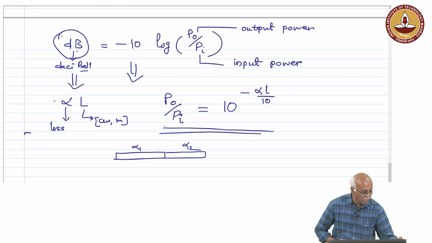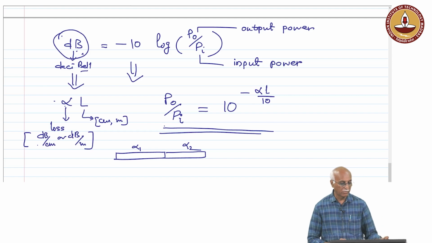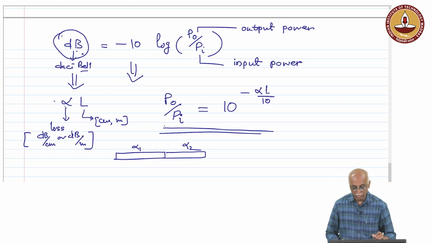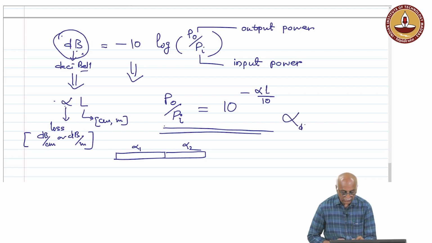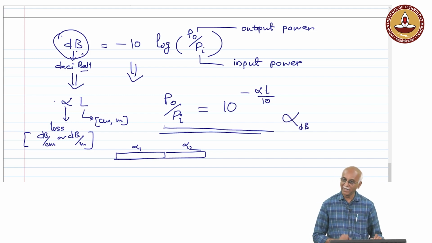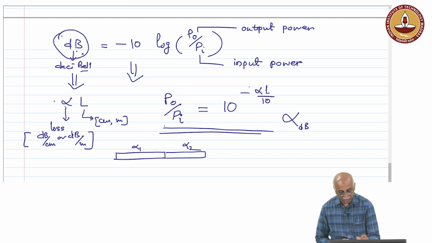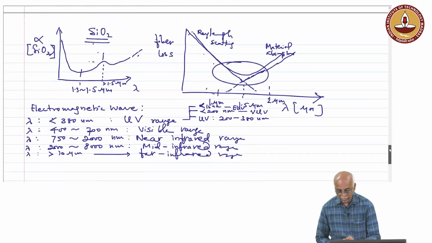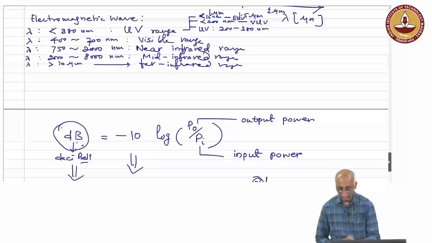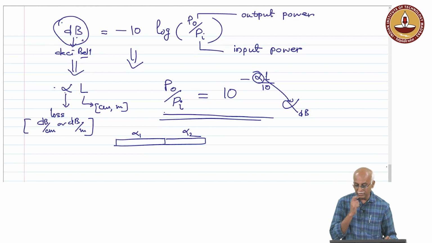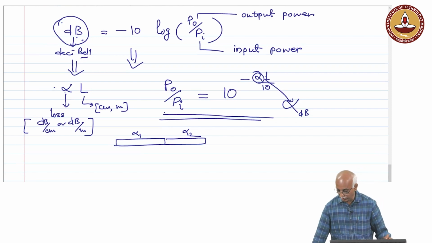Loss, if I represent what I told in the previous case, we represented it per centimeter or per millimeter. But when we represent it in terms of decibel, decibel per centimeter or decibel per meter, loss is represented by this form. So this alpha is basically alpha decibel for us. This alpha is different from this alpha, numerically it may be different, so remember that.